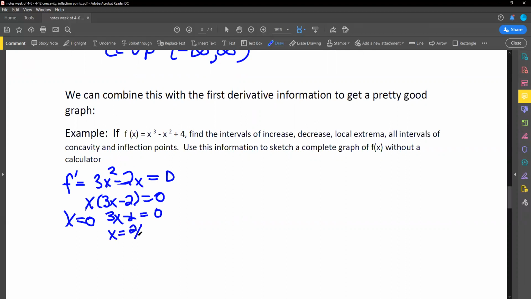Now, those are places where there are potential minimums or maximums, because we're talking about the derivative. So I'm going to do a little sign test. I like to put my f and my f prime on the same number line, on top of each other. We'll show you in a minute. So 0, and I'll put 2/3 here. I need to test the regions in between with the first derivative. Do a little sign test.